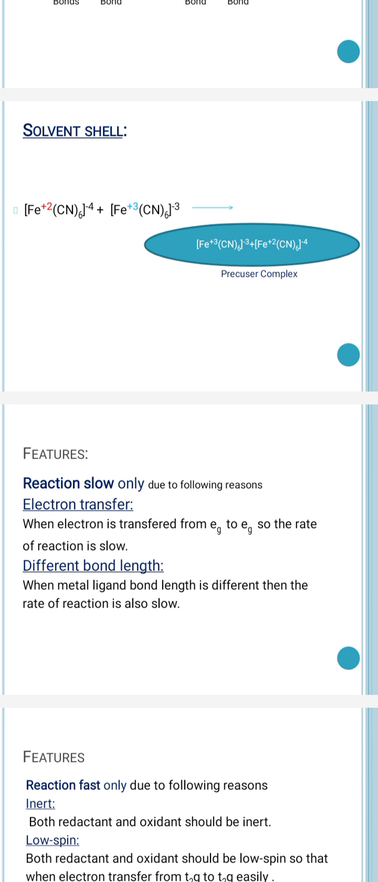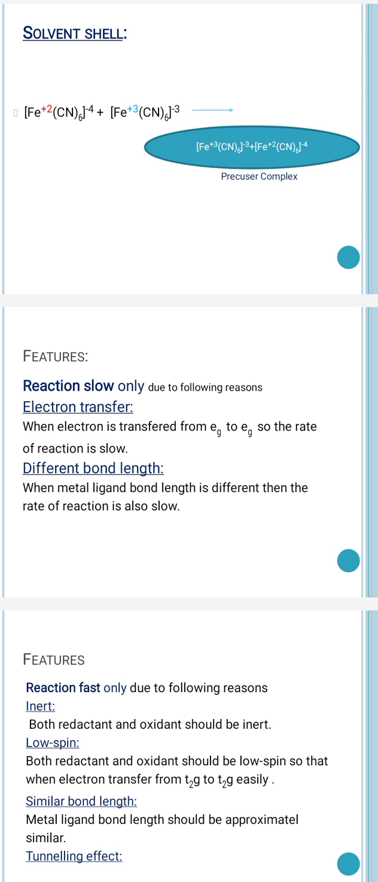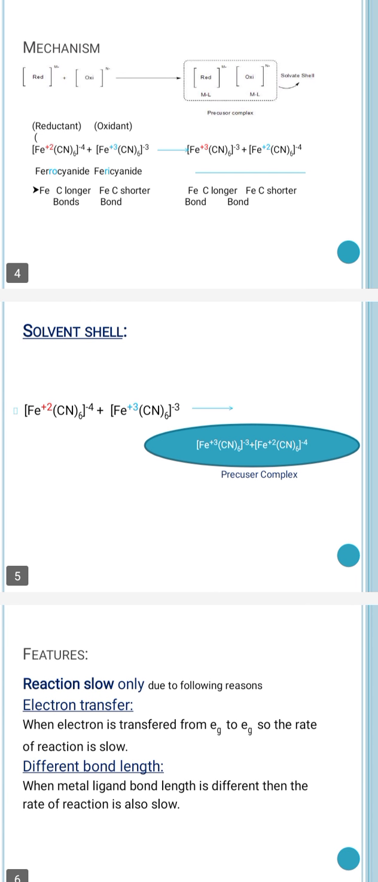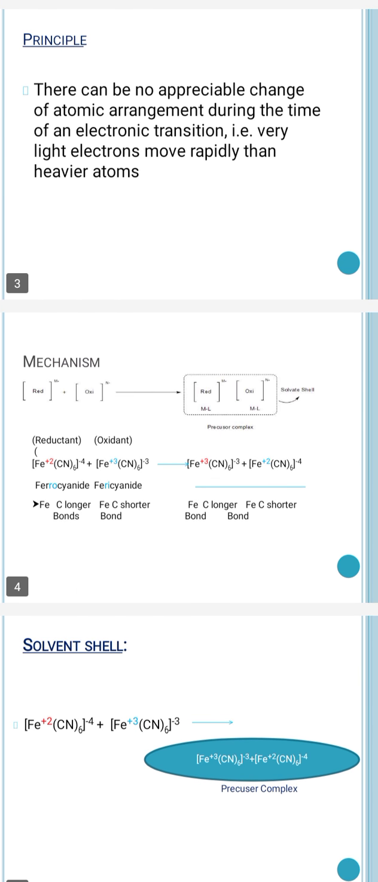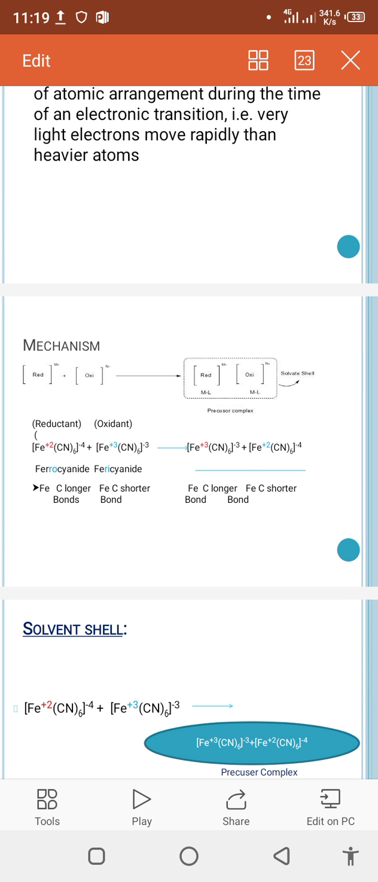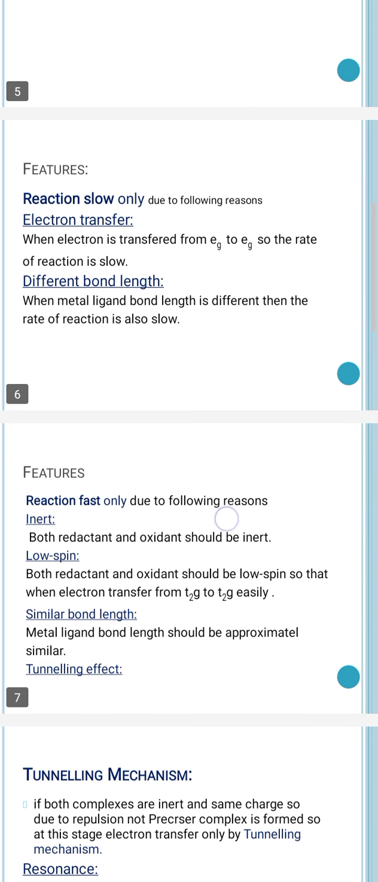Next we will discuss the features. The reaction is slow only due to the following reasons. Electron transfer: when the electron is transferred from Eg to Eg, the rate of reaction is slow. Different bond length: when the metal-ligand bond length is different, the rate of reaction is slow. The example of that statement is here. We use ferrocyanide and ferricyanide. The bond length of iron with carbon is different, so the reaction is slow, and if the bond length is the same, the reaction becomes faster.